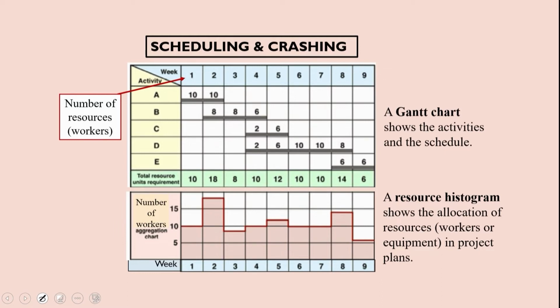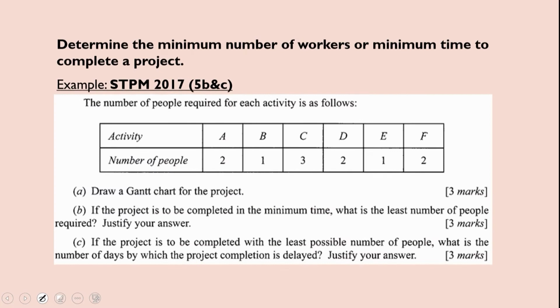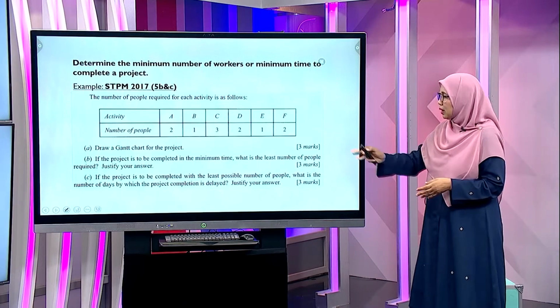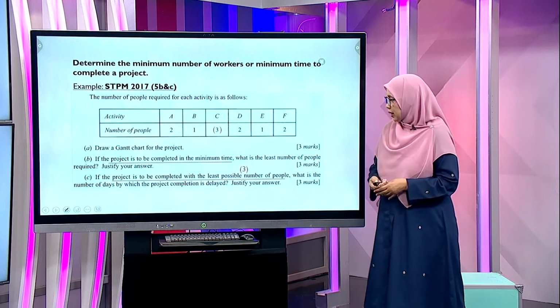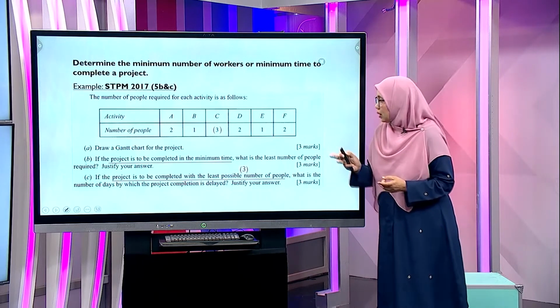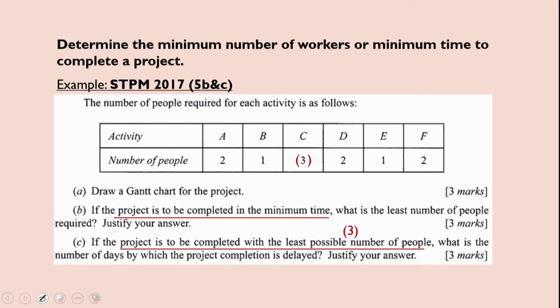Okay, now besides this, they might ask you to find the minimum number of workers or minimum time to complete a project. For example, here, 2017, 5 PNC. Okay. The instruction here is that find the least number of people required to complete the project in minimum time. Justify your answer. Don't forget that.